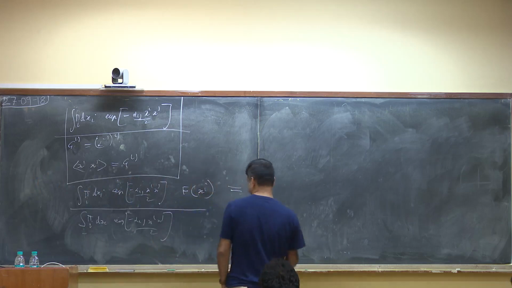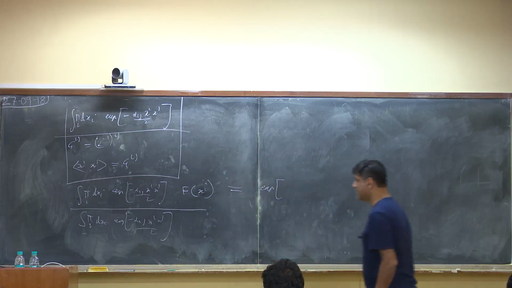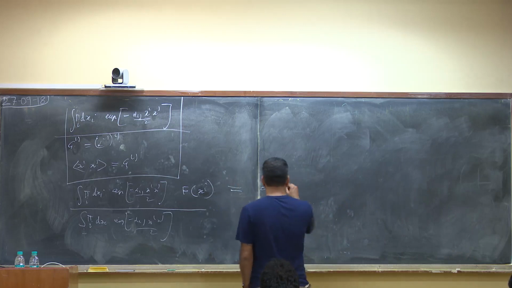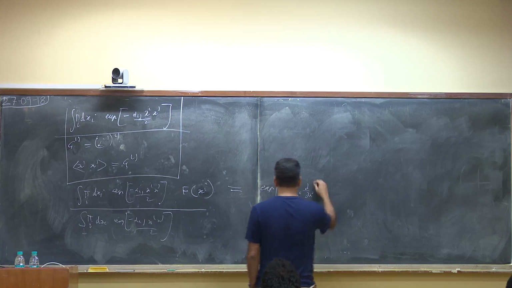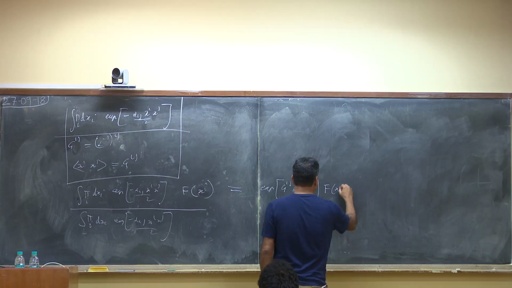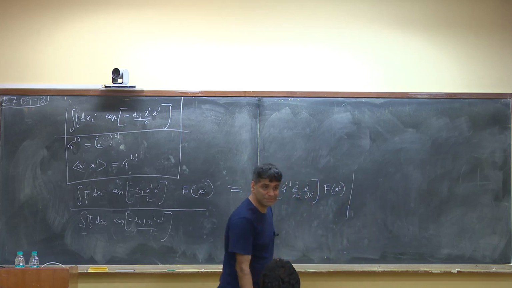So this is, now watch this, exponential of gij del by del xi del by del xj acting on f of xi. And in the end, after you've taken all the derivatives, we're supposed to set x equals 0.